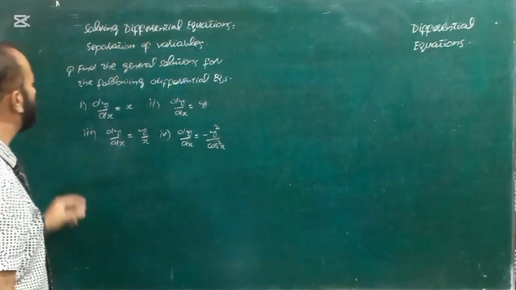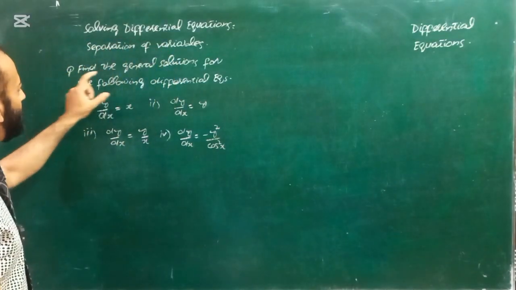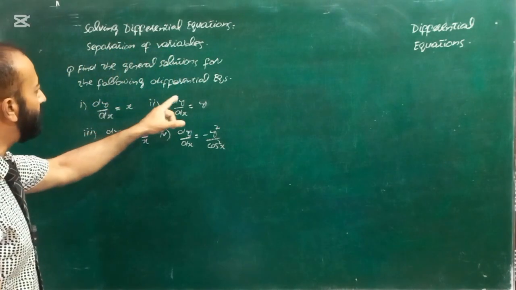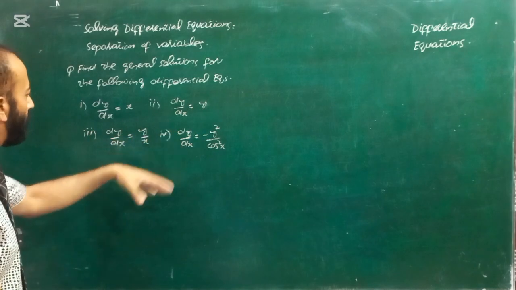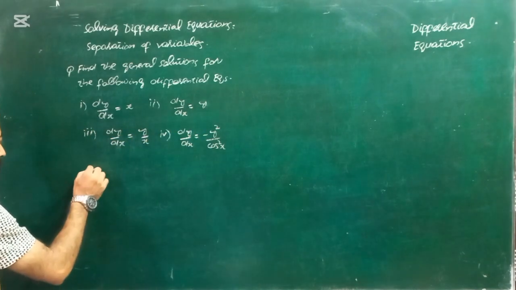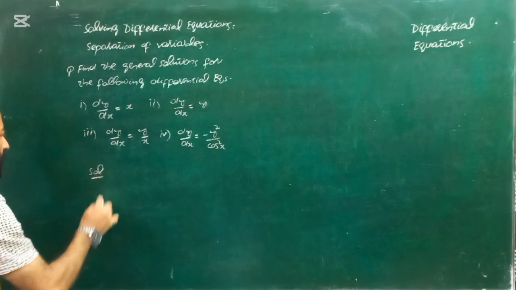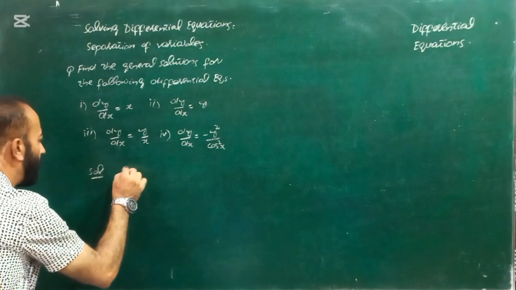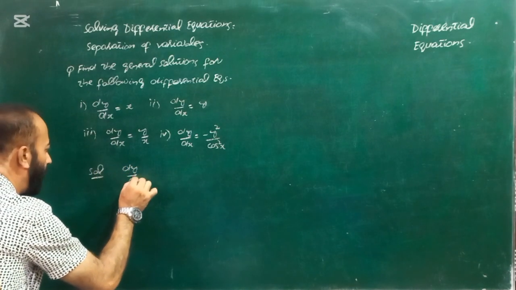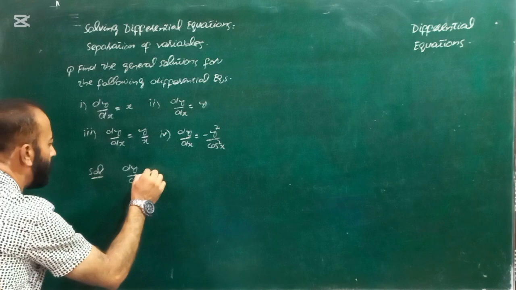So look here now. Now the statement is find the general solution for the following differential equations, and here are 4 parts. So we are going to solve them one by one. That will make your concepts more clear. The first part is dy by dx is equal to x.